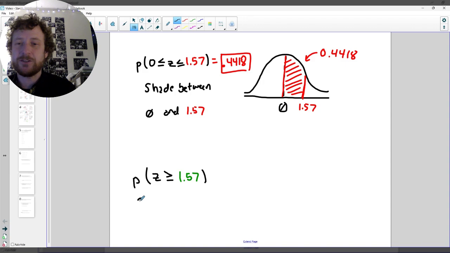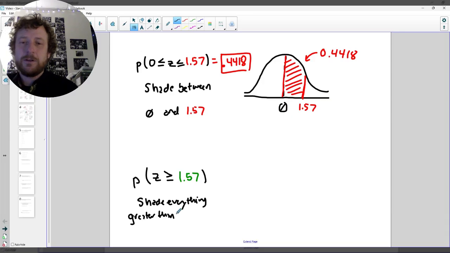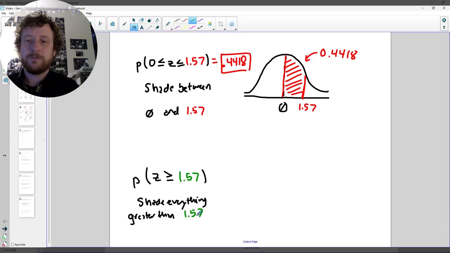And this just says I should shade everything greater than 1.57. I'm just looking at this symbol. It's telling me to shade to the right. It's literally pointing to the right.